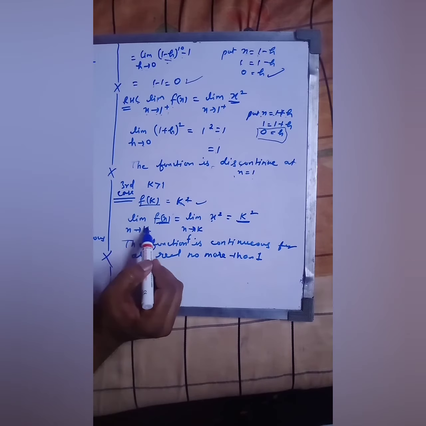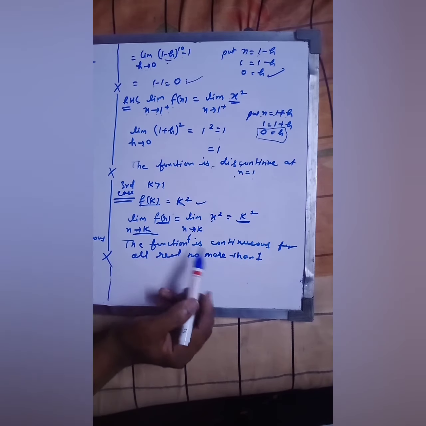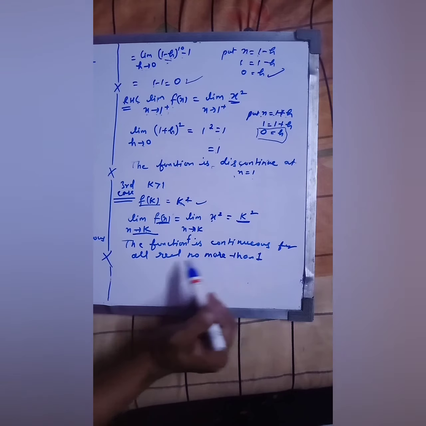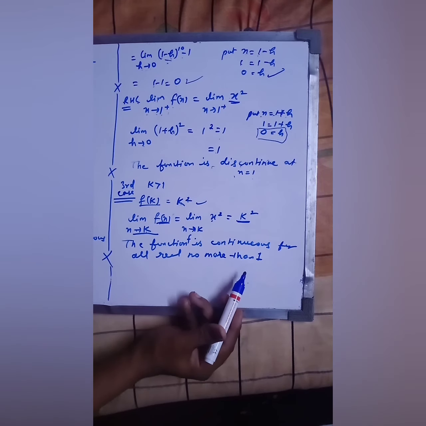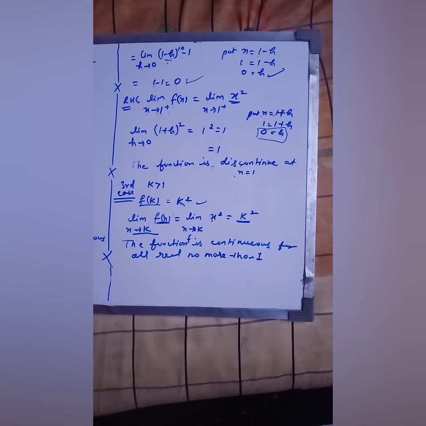So here your f(k) and this limit both are equal, hence the function is continuous for all real numbers more than 1. Got it? So this is how we can solve this kind of question. Fine.